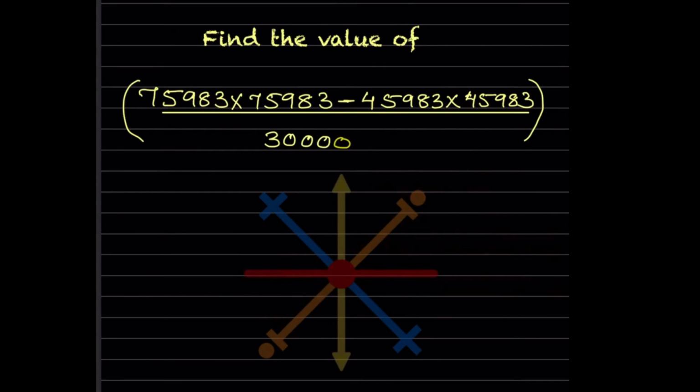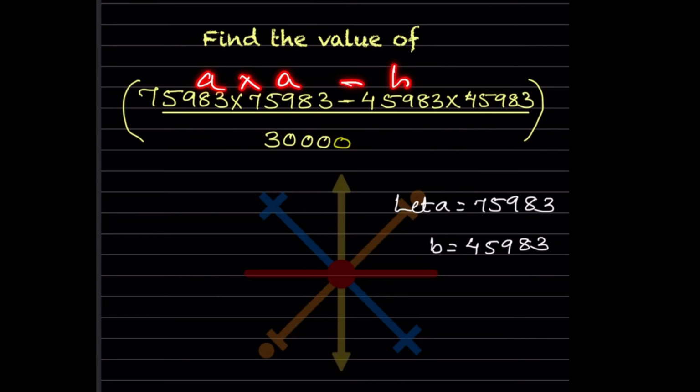So we can do one thing. We can write here, let a be equal to 75983 and b be 45983. As I said, this can be a into a and this is b into b. So this will be what? A square, a into a, and this will be b square.